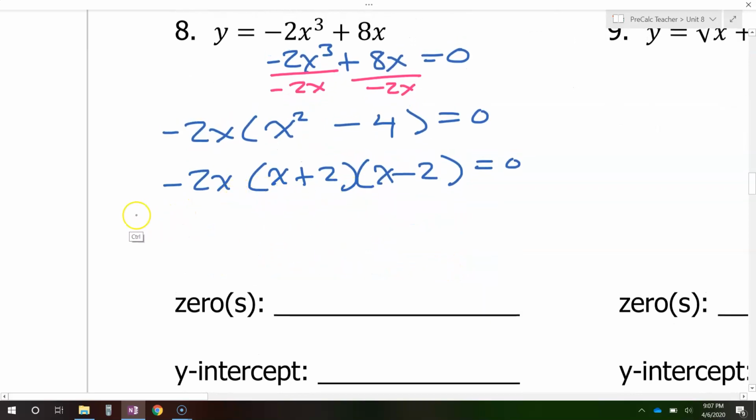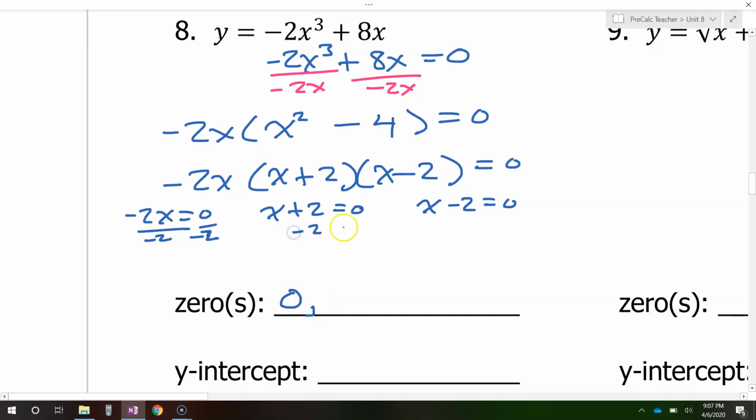Using the zero product property, if I set each of these equal to 0, each of these will give me a solution. I would solve this by dividing both sides by negative 2, and that's going to give me 0. If I subtract 2 from both sides, I get negative 2. And if I add 2 to both sides, I'm going to get positive 2. So these are the zeros of the function.